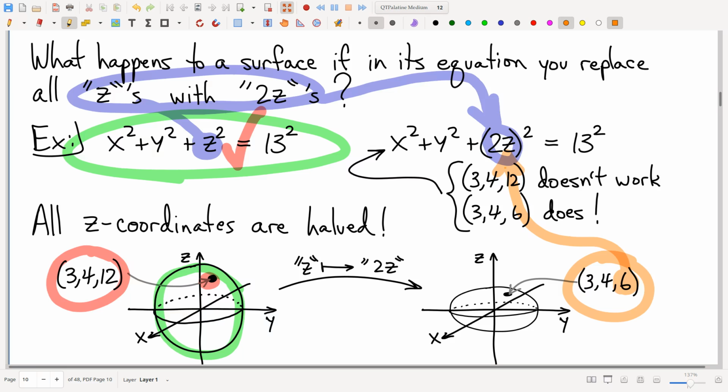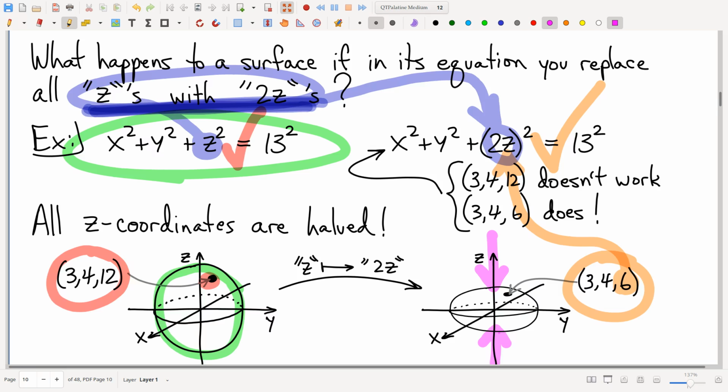So here's a neat trick: whenever you replace all your z's with 2z, geometrically, what you're effectively doing is dividing all of the solution's z coordinates by 2. What had worked as a 12 now works as a 6. It's like your whole surface just gets compressed. I like to say squished. It's not fully smushed, but it gets squeezed down. All the z coordinates get cut in half.